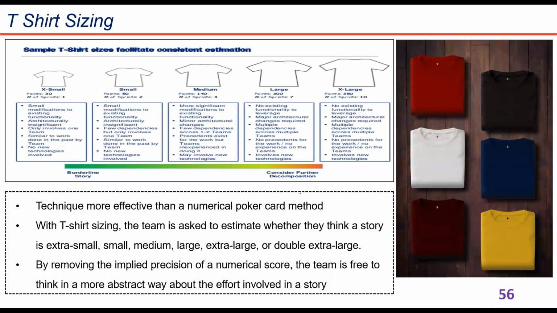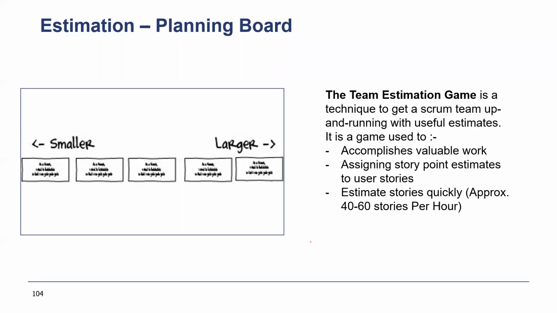So we can also use a planning board like this, which uses the t-shirt size estimation, which is small story, extra small, medium, large, extra large. And that is how we can come out with an estimation. So in a nutshell, these are some of the very popularly used estimation techniques which are there in the industry. And I just wanted to give you a quick overview of these techniques.